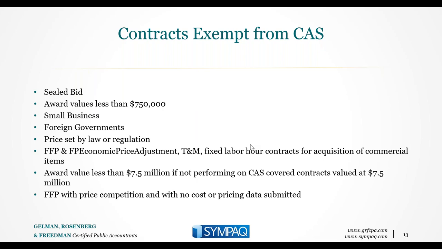Just to input and kind of summarize a bit, you'll notice that most of the exemptions relate to prices that are not determined based on cost. So why have a regulation that applies to cost if the cost is not the basis? Why have a contract subject to a regulation over cost if the price of the contract is not based on cost, but on some other factor like commerciality or competitiveness? And then the other exemptions are more government policy.